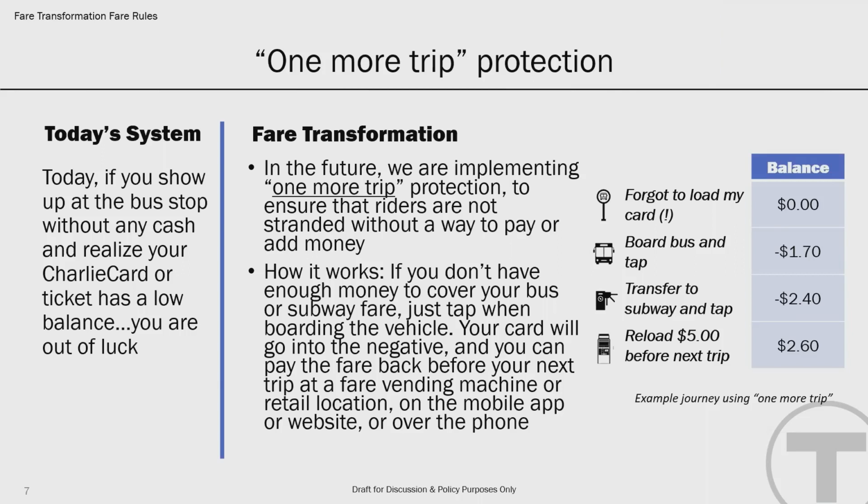However, the example that's on this page is for continuing your trip onto another mode through a transfer. And our transfers in many cases cost only the difference in fares. So the difference between the subway fare and the bus fare is 70 cents. And so that transfer costs an incremental 70 cents. And so you could have a negative balance and go slightly more negative by continuing the same trip with a transfer.